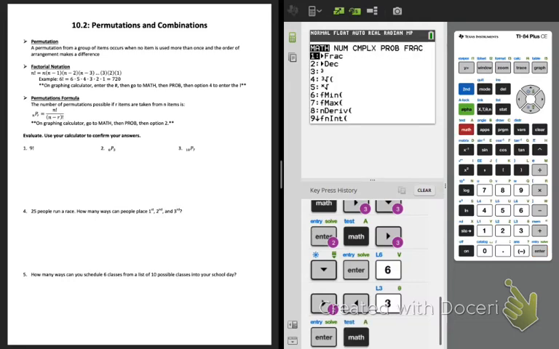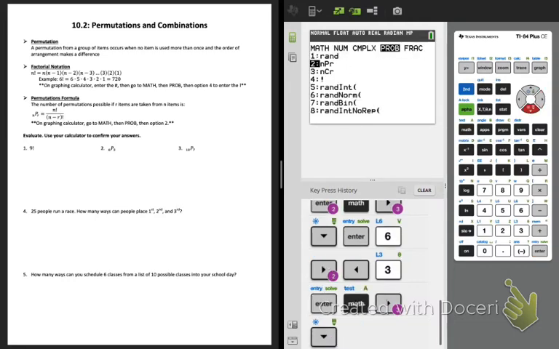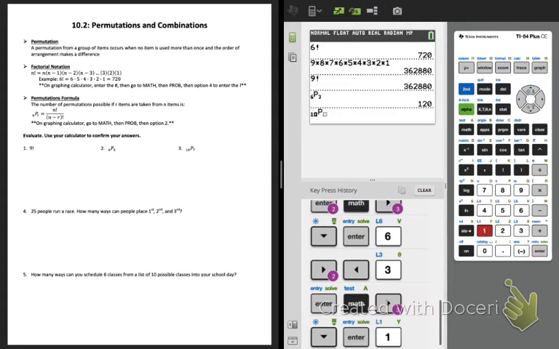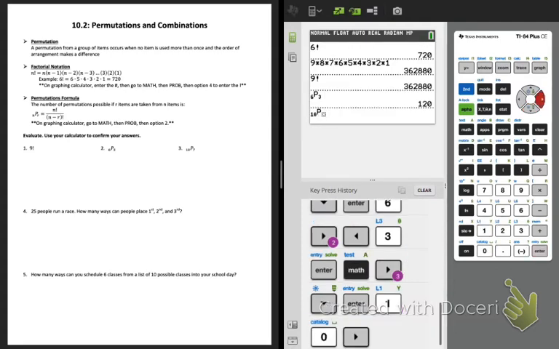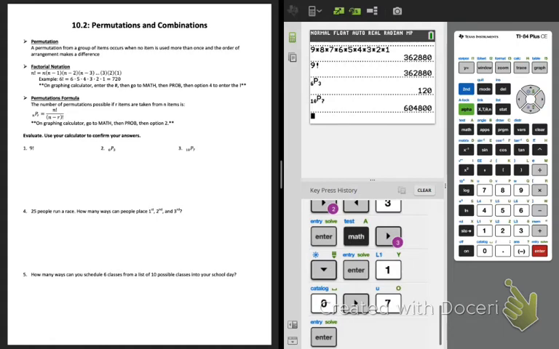Again, that notation, go into math, prob, second option, enter the 10 on the left side, put the 7 on the right side. 604,800 ways you can pull 7 items out of a group of 10. Okay? So that's all you have to do to enter this in. It's very quick. It does that formula for you. It's a lot faster than having to work through the formula. But again, if you have to do it by hand, then so be it.